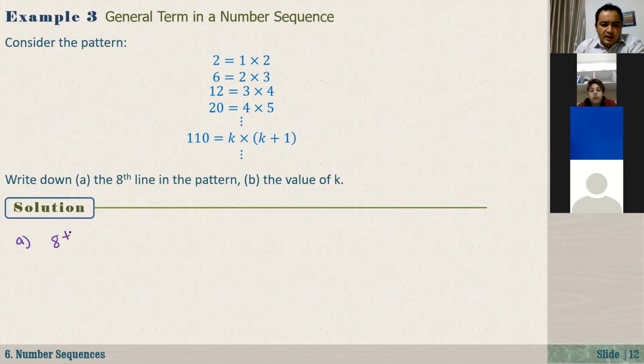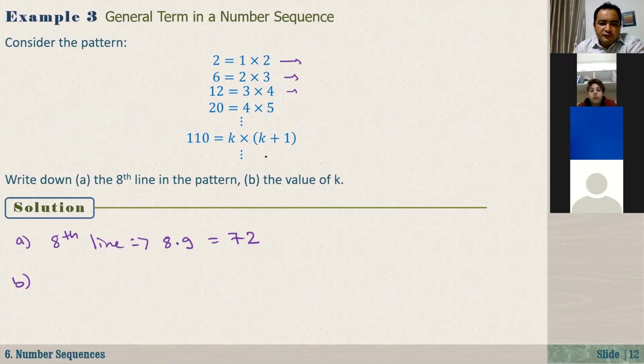So the 8th line in the pattern, as you see here, the first line is 1 times 2, second line, 2 times 3, third line, it is 3 times 4. So the 8th line will be 8 times 9, which is equal to 72.